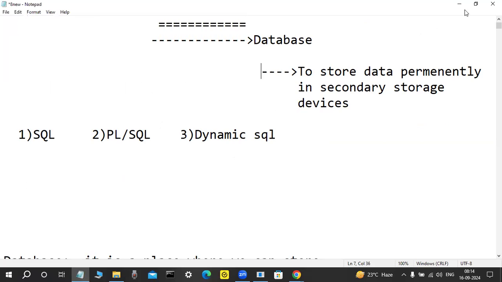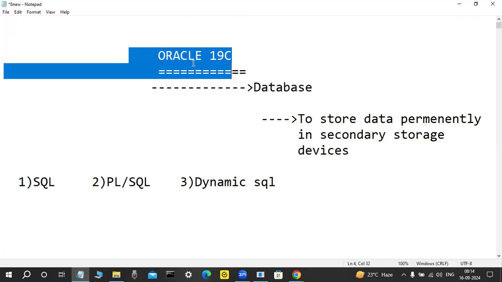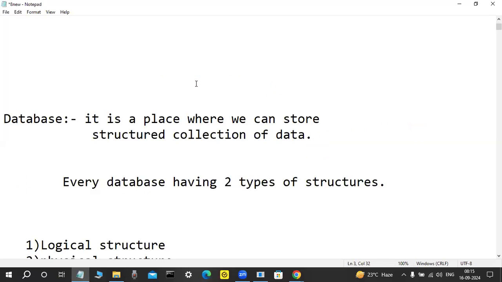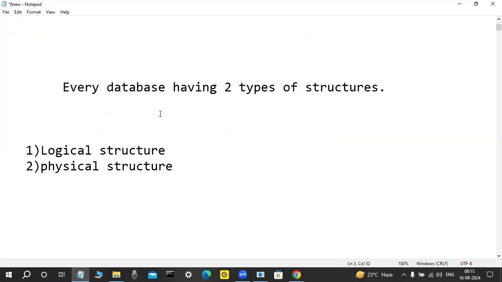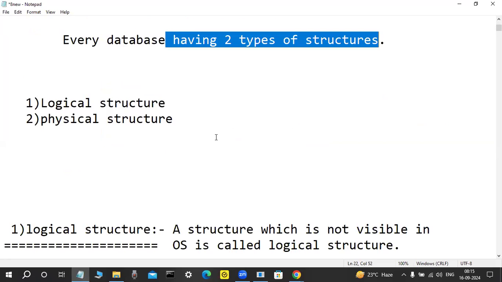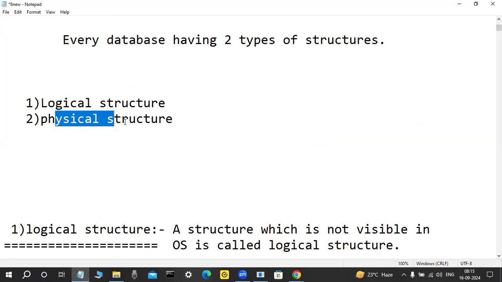Suppose now, slowly observe it here. In Oracle software or SQL Server software or DB2 software, any software you install in your system, two types of structures are there. One is logical structure, another one is physical structure. Every database software has two types of structures. Don't write it, this is a demo class. Logical structure, another one is physical structure.